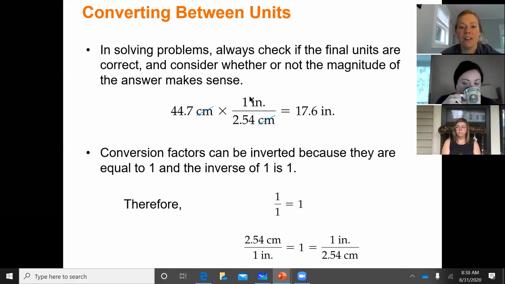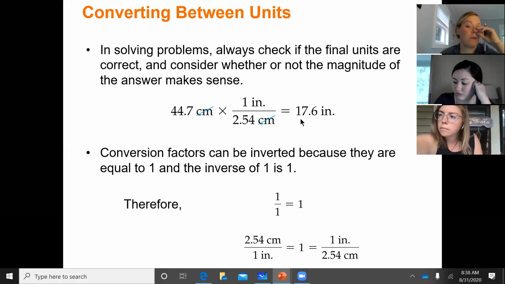So the way we're gonna use our conversion factor here, we always write our given information first, and then we wanna situate our conversion factor so that the centimeter part is underneath the fraction bar. Why? Because then the centimeter will cancel, and what we'll be left with is inches. Those cancel, and then you just run it through your calculator. So I would take this 44.7, multiply it by 1, and then divide it by the 2.54, and you should end up with 17.6 inches.